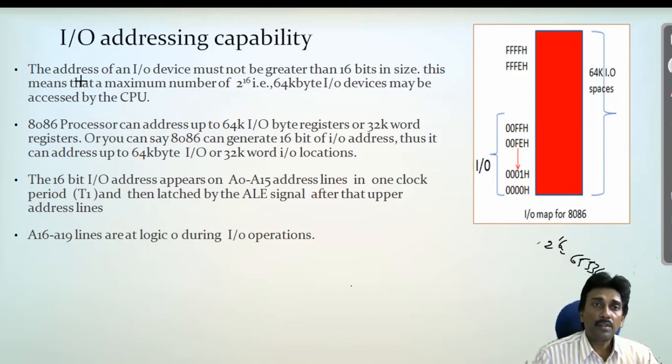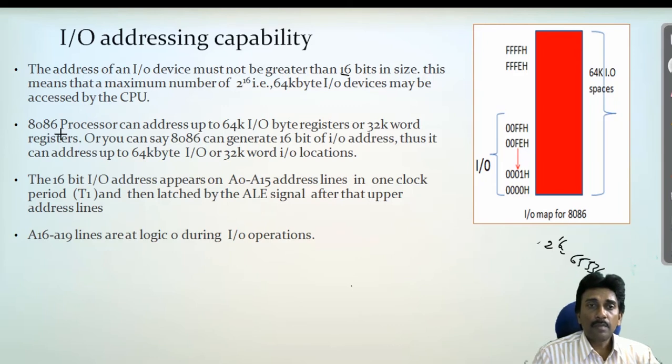Let us see here: the address of an IO device must not be greater than 16 bits in size. So if we want to interface IO devices to the 8086 microprocessor, the IO addressing capability is 16 bits in size. This means the maximum is 2 power 16, that is 64 kilobytes, exactly 65,536 IO spaces may be provided to the 8086 microprocessor. That means 65,536 IO devices may be accessed by the CPU.